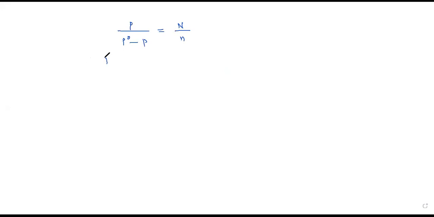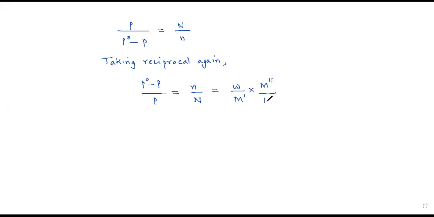Okay. Let us again take reciprocal. Now it becomes normal. Then it becomes (P naught minus P), look at this, here you got P, that is equal to small n by capital N. Now, this of course can be written as small w by m dash into m double dash by capital W. Now, of course, this is a modified expression. This is very important. But the only difference that we got here is earlier it was (P naught minus P) by P naught. Now it is only (P naught minus P) by P.